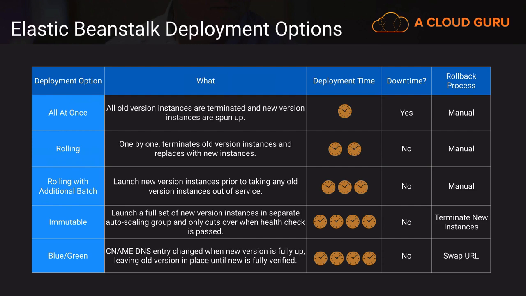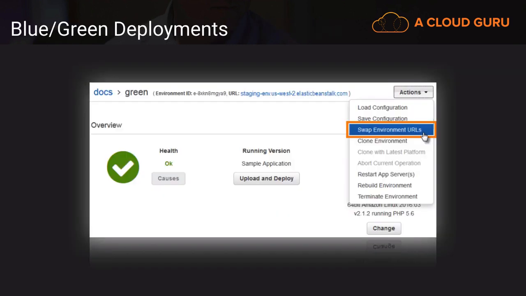Then we have the immutable option, in which case we're spinning up a totally separate auto-scaling group with the new version, and we're only going to cut over to that auto-scaling group once everything passes health check. And it does take a pretty long time, but the rollback process is just as simple as terminating the new instances. Then we have our old friend Blue-Green, and there's a special option on Elastic Beanstalk that allows us to swap the URLs and point to the new version. And in that case, if we have problems, we can just swap the URLs back, pointing to the old version.